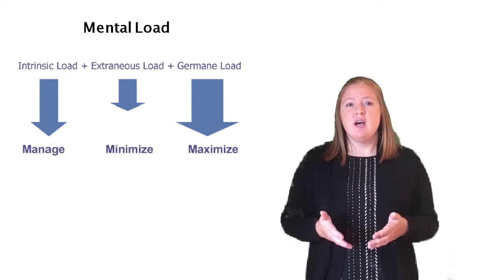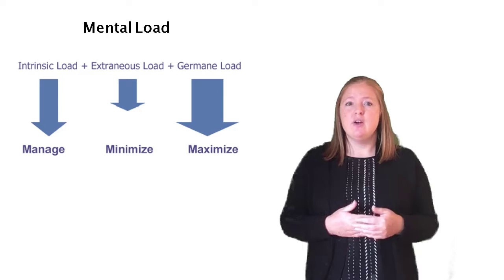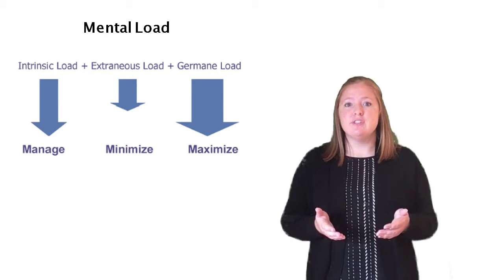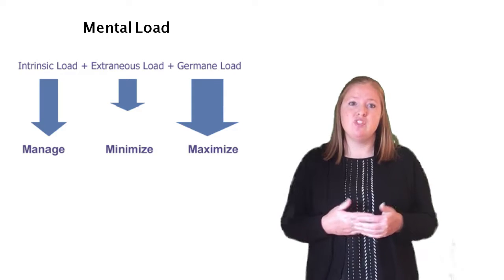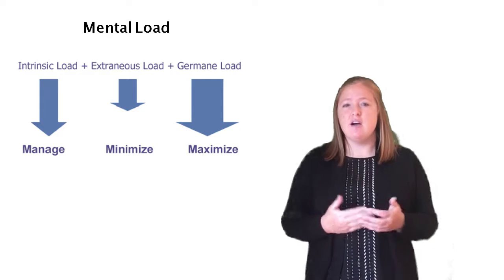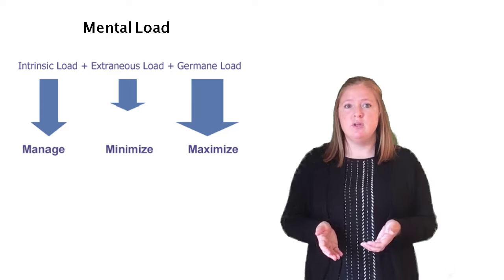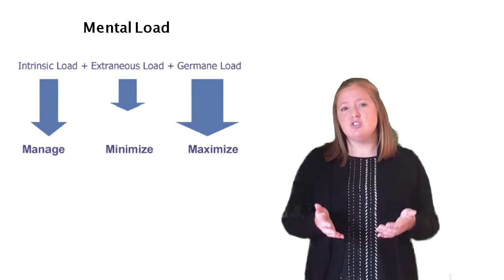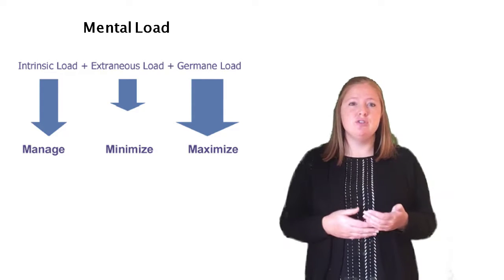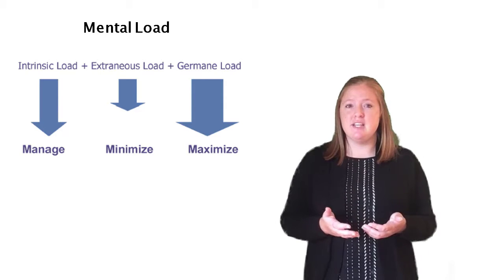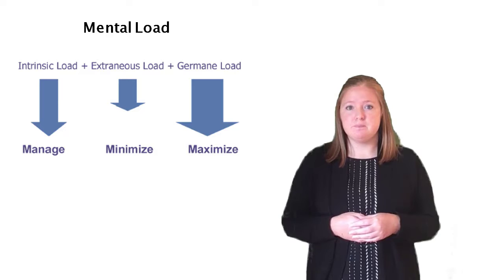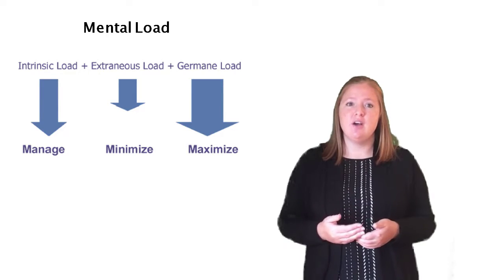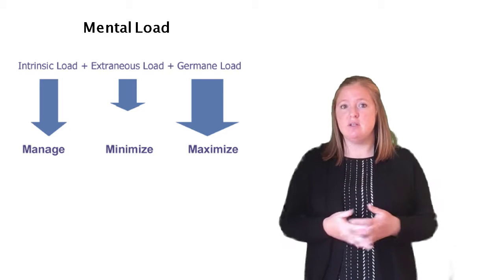The 3 types of mental load are also an important part of the cognitive load theory. The first is intrinsic load, which has to do with the complexity of the learning material and the number of interacting elements. Next is extraneous load, which is due to the way the materials are presented, not the difficulty. Finally, germane load is due to the learning process, also known as affective load.